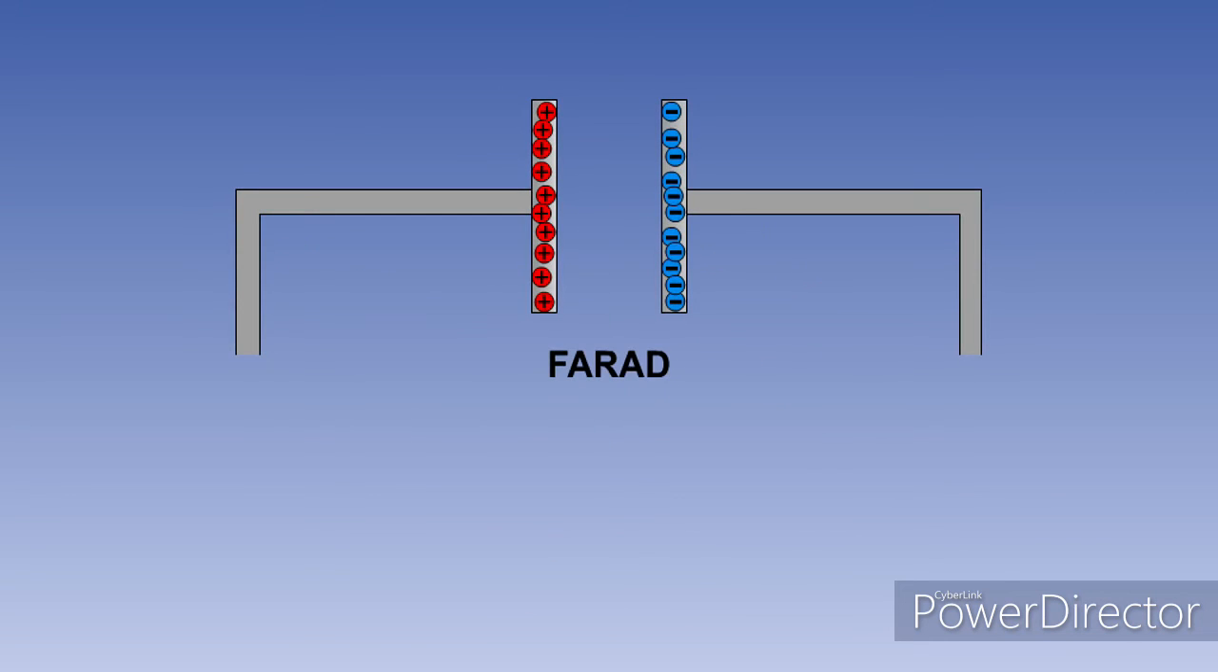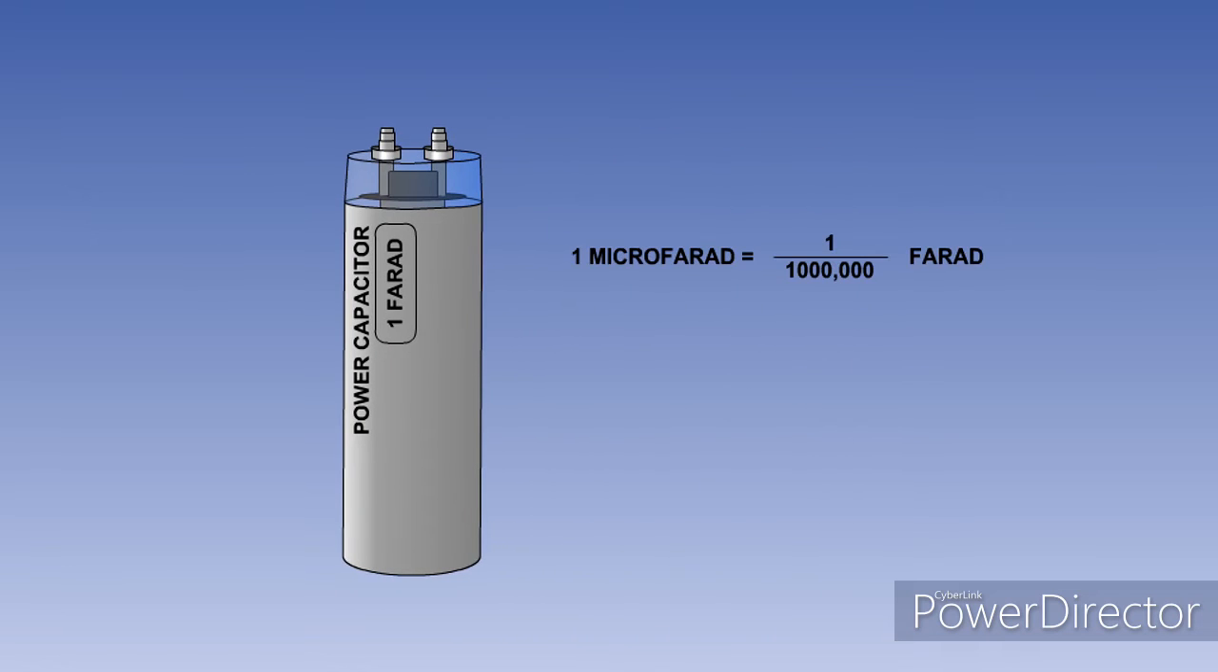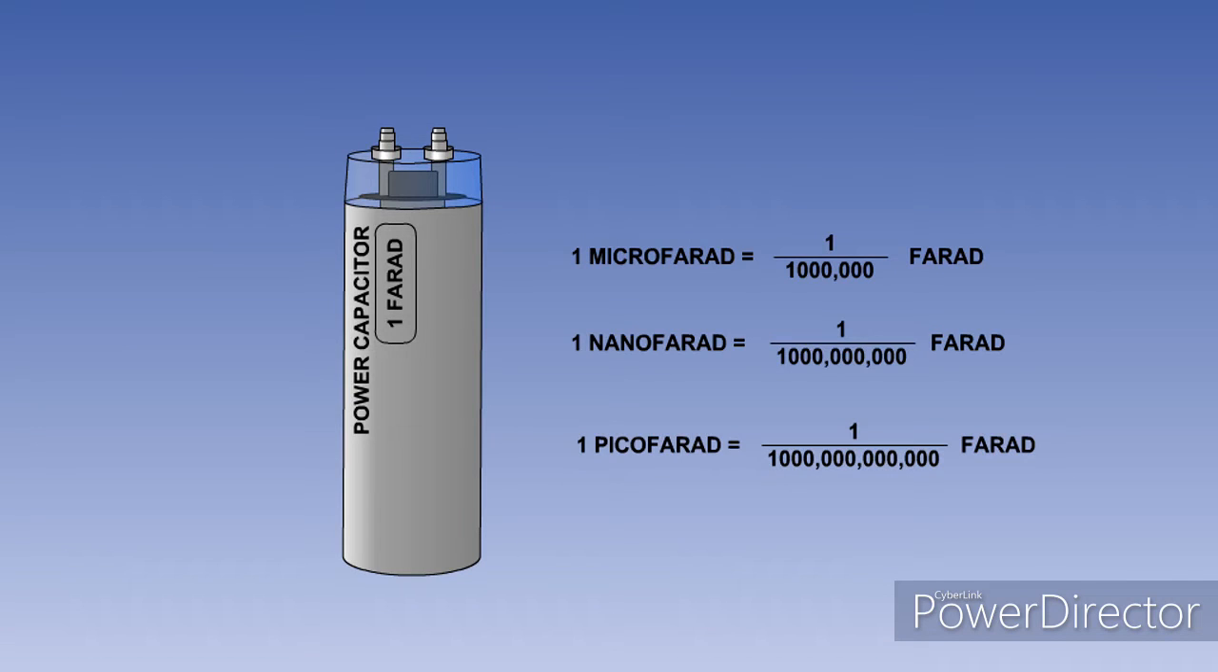The unit of capacitance is the farad, F. In terms of capacitance, the farad is a very large unit. A 1 farad capacitor could be as large as a soft drink can. The farad is therefore subdivided into smaller, more convenient units. 1 microfarad is 1/millionth of a farad. 1 nanofarad is 1,000th of a millionth of a farad. And 1 picofarad is 1/millionth of a millionth of a farad.